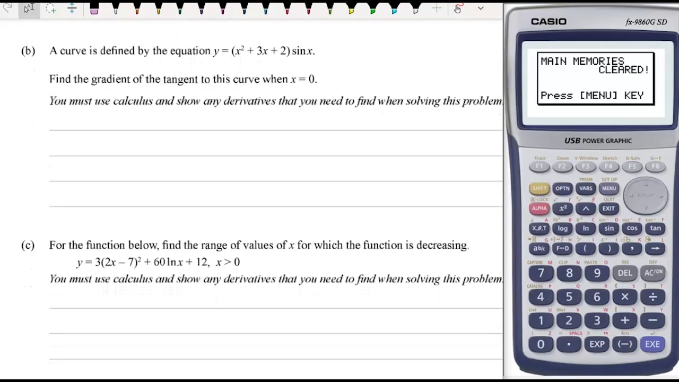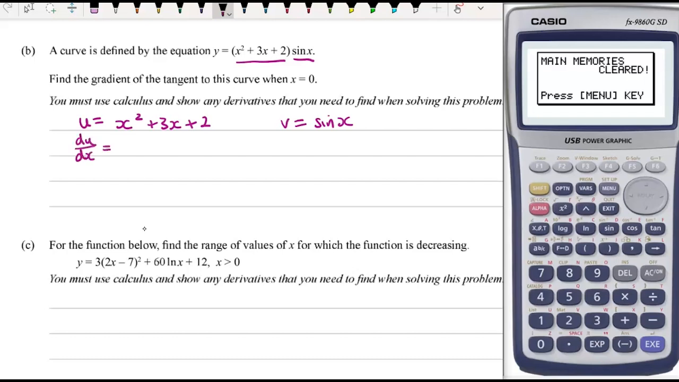Okay, next we're going to find the gradient of the tangent to this curve, which means we need to differentiate and then sub in the value of x equals 0. So dy by dx on this function, we've got a product rule, we've got one thing times by another thing. So that means that we differentiate the first and times it by the second, and then differentiate the second and times it by the first. I will actually write this out in full for anybody that struggles to see this. So u is x squared plus 3x plus 2, and v is sine x. Remember, you've got product rule on your formula sheet.